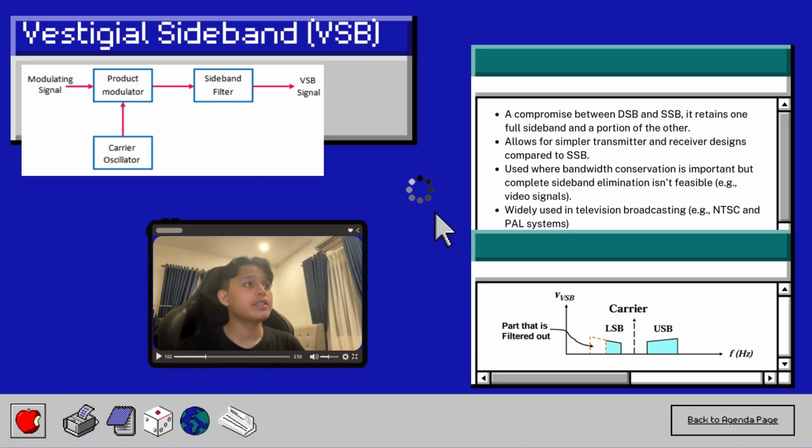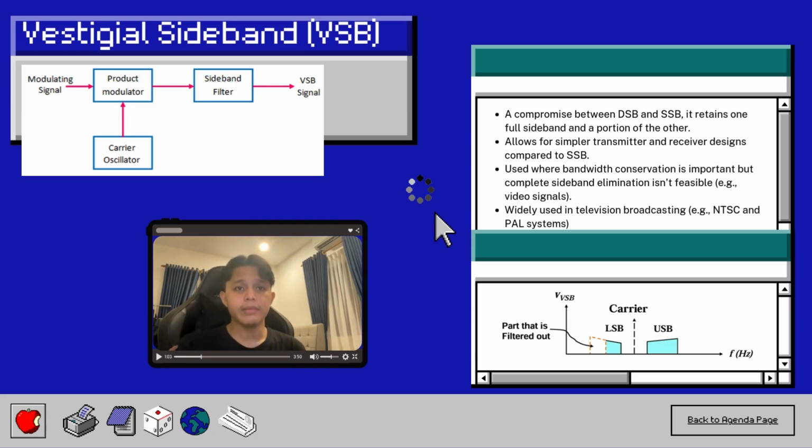The last but not least is the vestigial sideband, VSB. It is a compromise between DSB and SSB, the double sideband and single sideband. It retains one full sideband and a portion of the other. It allows for simpler transmitter and receiver designs compared to SSB. It is used where bandwidth conservation is important but complete sideband elimination isn't feasible, for example video signals. It is widely used in television broadcasting, for example NTSC and PAL systems.